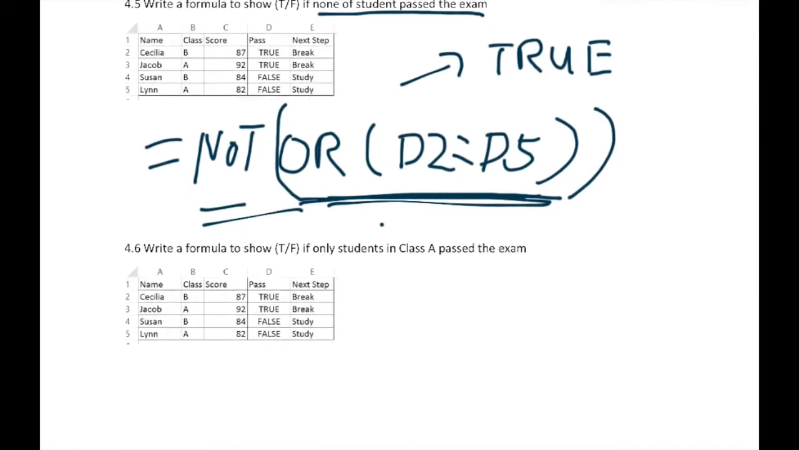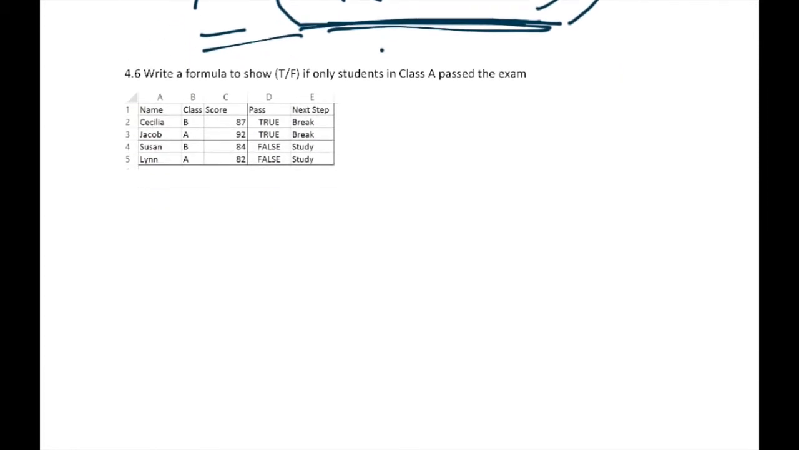Okay, so let's go for 4.6. Write a formula to show true or false if only students in class A pass the exam. So there would be two parts. The first one is only students in class A. So class A, we have Jacob and Lynn. So that is D3, D4.